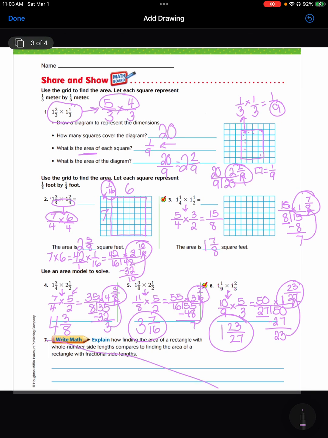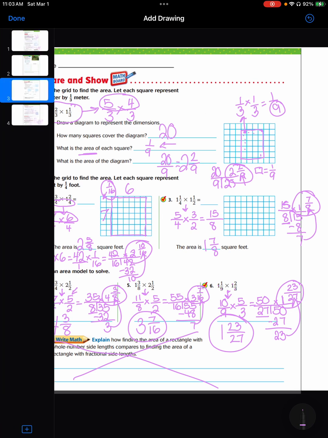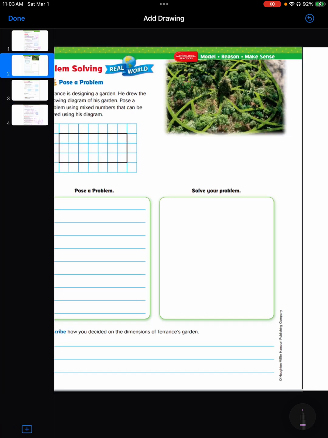We're not doing number 7, so cross that guy out. Okay, and the last page that looks like this is going to be your homework tonight.